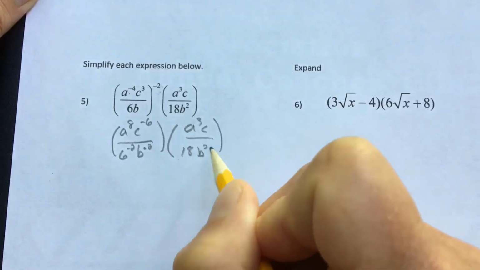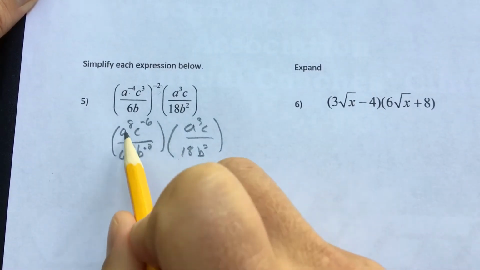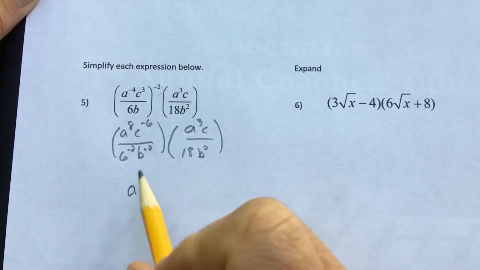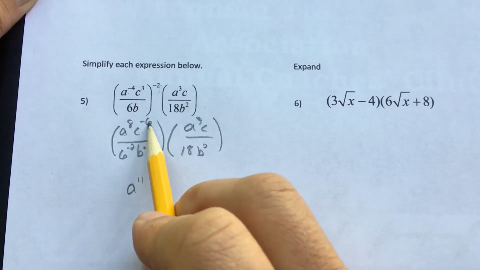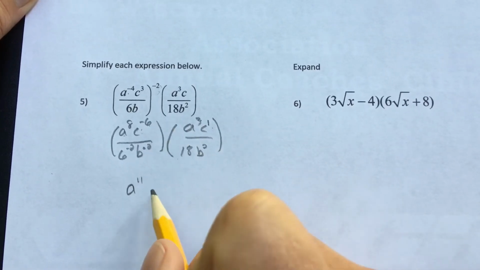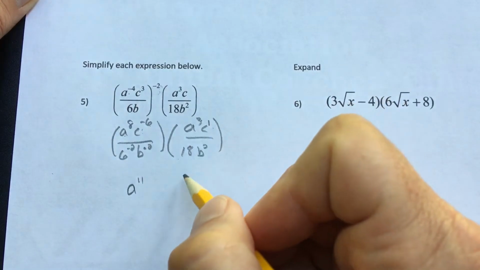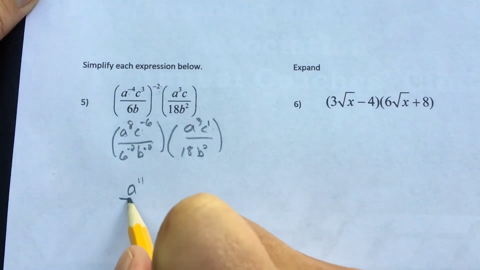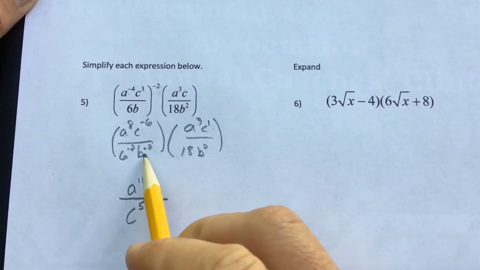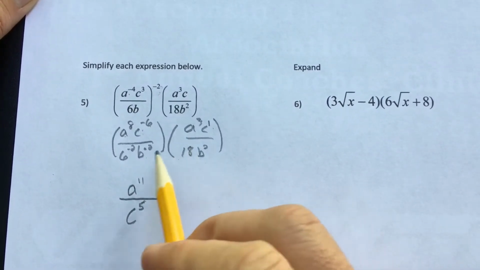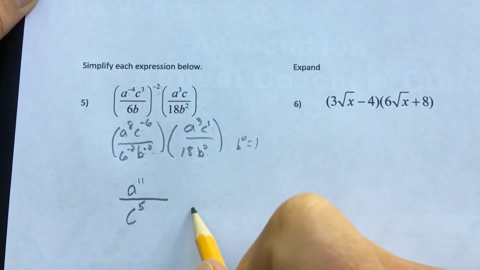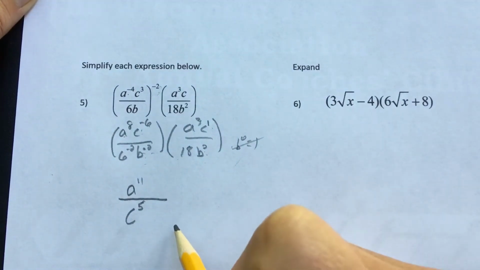Now the variables will be probably the easier part. So a to the 8th times a to the 3rd would give me a to the 11th up on top. C to the -6, c to the 1st will give me c to the -5. And because it's -5, it's going to drop down to the bottom. So it's going to become c to the +5 on the bottom. This b to the -2, b to the +2 will become b to the 0. And b to the 0 is equal to 1, so that's just going to go away.